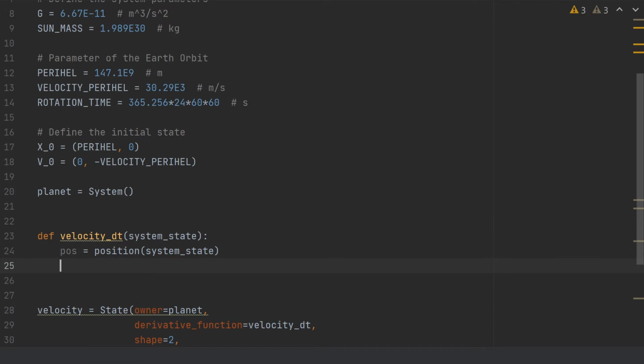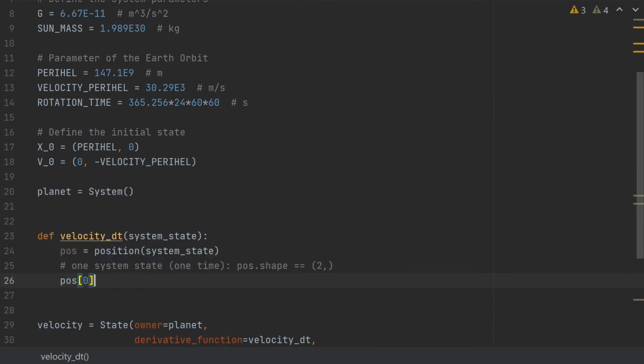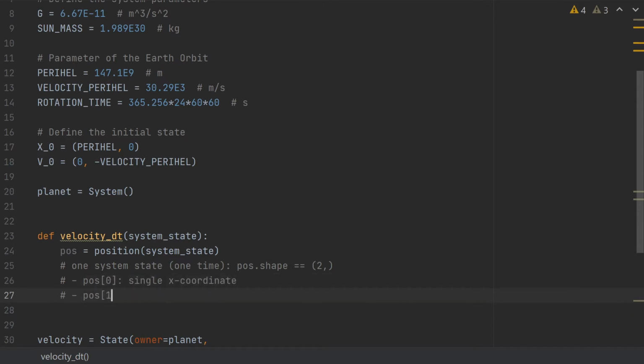Now there are two cases. The case where we have one system state represented, so one time. Here, the shape of the position is 2, or 2 comma, the list with one entry. So what we can say here is just pos of 0 will be the x coordinate and pos of 1 will be the y coordinate. Let me put that here. Pos of y is the single y coordinate.